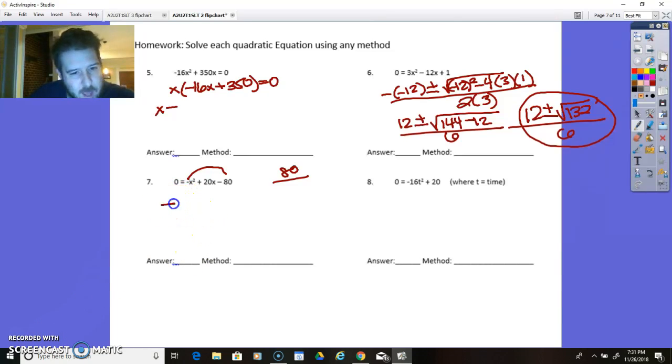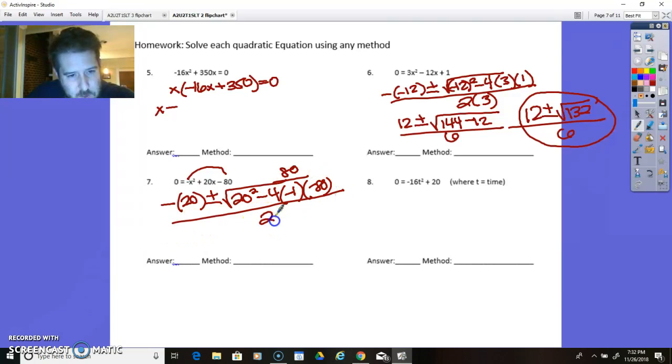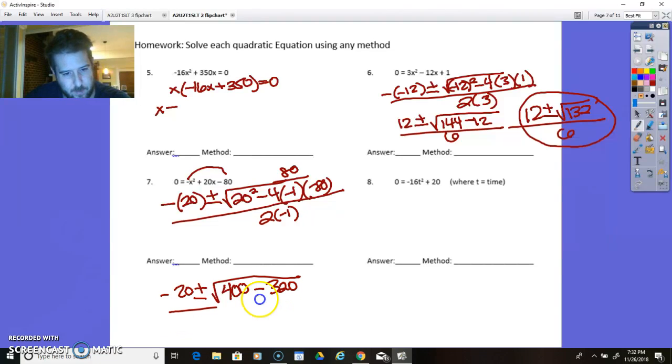So negative b plus or minus the square root of b squared minus 4 times a times c divided by 2 times a. Okay, so that becomes negative 20 plus or minus. Let's see, I said I wouldn't do this, but I am going to go a little bit far into it. Negative 4 times negative 1 is positive 4. Positive 4 times negative 80 is negative 320. Divided by 2 times negative 1 is negative 2.